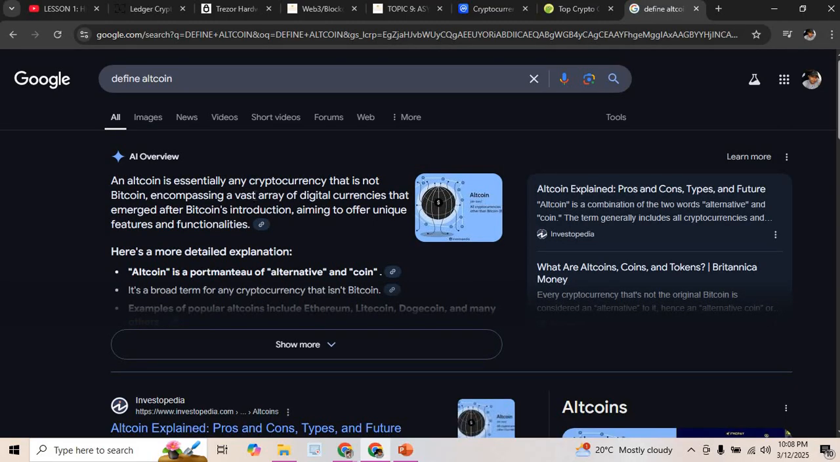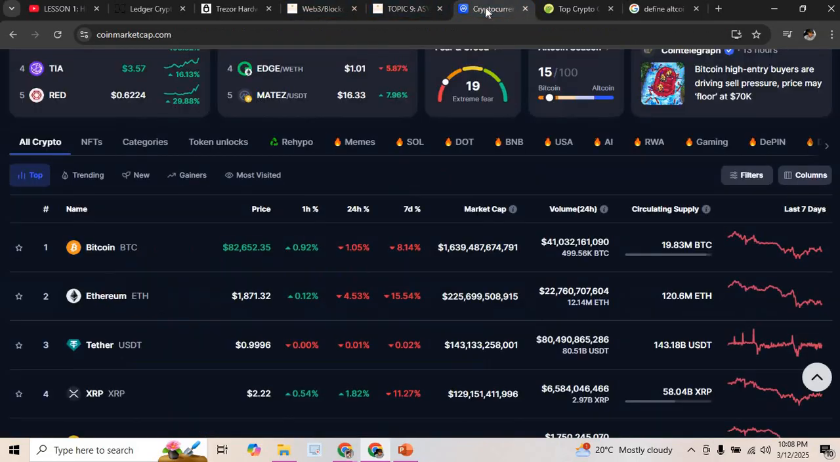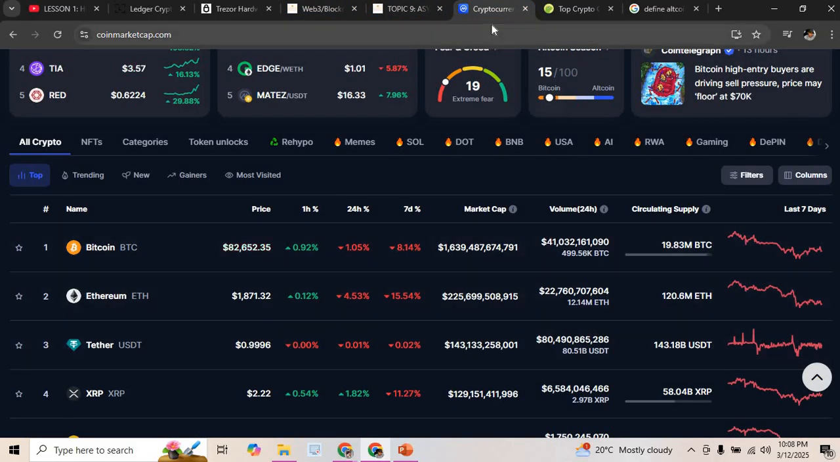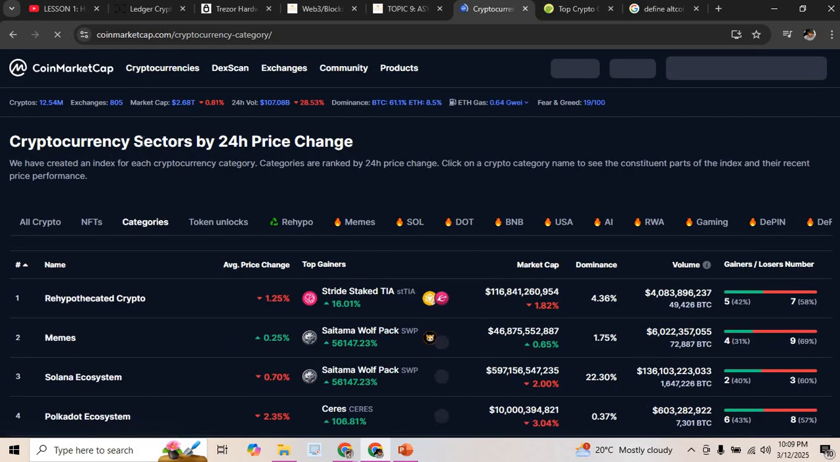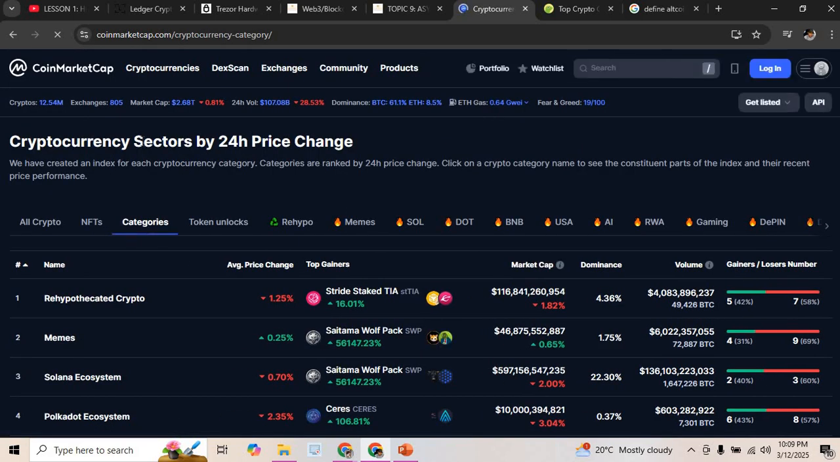Altcoin is essentially any cryptocurrency that is not Bitcoin. So when we come to our CMC, or rather our crypto aggregator, we have Bitcoin and the rest. The rest is what we call altcoins. But remember, among the altcoins we have different technologies. We can have stable coins, real world assets, and gaming coins. We've seen all that under the categories right here. Have I answered your question?